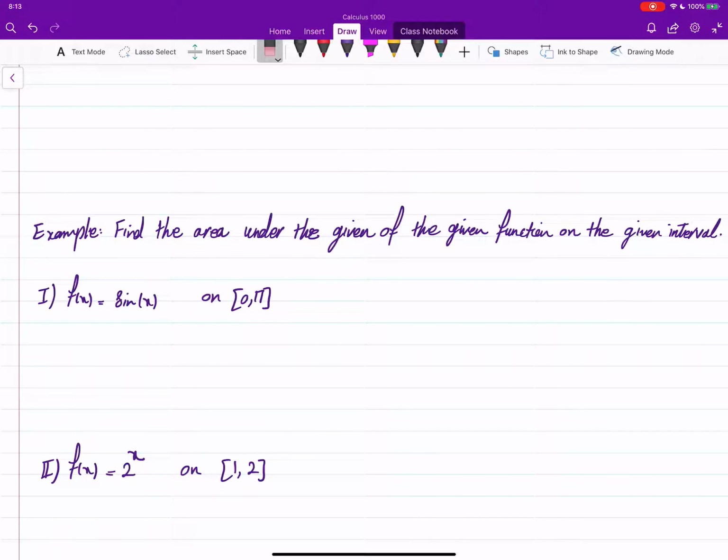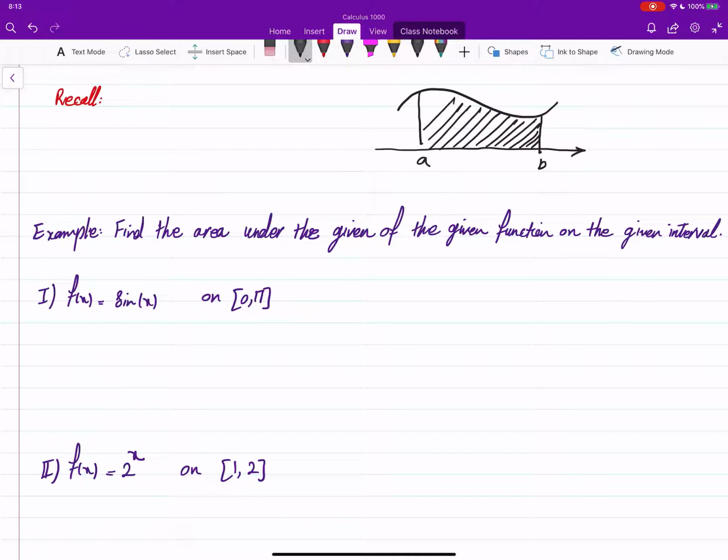Hi, in this video we will use the fundamental theorem of calculus to evaluate definite integrals which are going to give the area of a region under the graph of a positive function. Well, just recall that when we have a positive and continuous function like f of x, the area of the region between the graph of this function and the x-axis on the interval [a, b] is given by the integral from a to b of f of x dx.